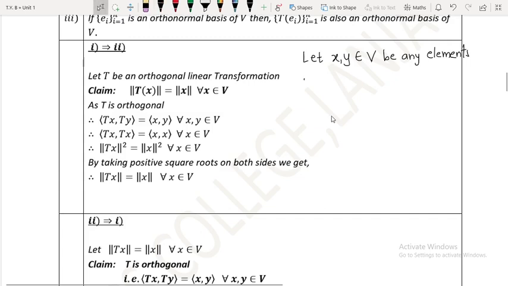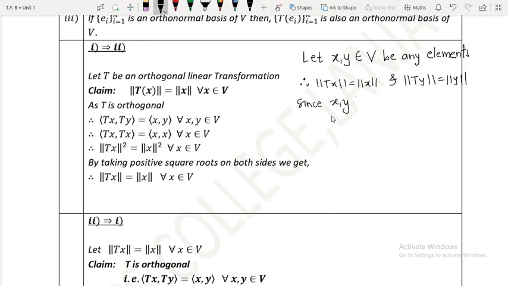So therefore what I will say, norm of Tx will be equal to what? Norm of x, and this norm of Ty will be equal to what? Norm of y. Is that okay till here? Now see, since x and y are both elements of V, what can you say about x plus y? So x plus y will also be an element of V. So this is a key step.